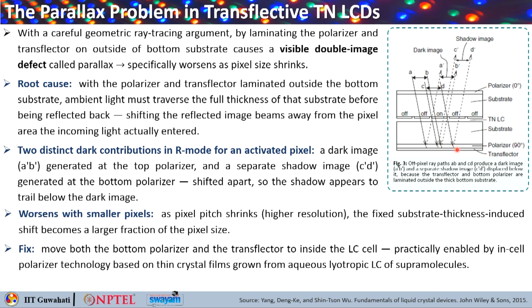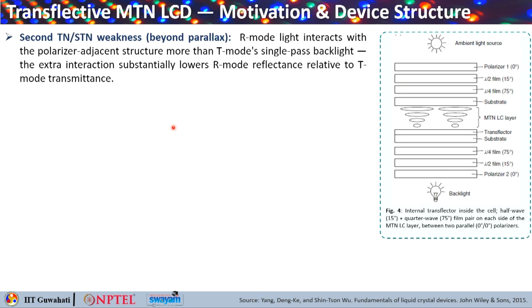polarizer. Now what it does is generate a second absorption event at this bottom polarizer, physically below the thick substrate. So this second dark region is considered the shadow region that is appearing here. That appears to be shifted away from the first dark image, that is A prime B prime. Now let us look into the transflective multimode twisted nematic LCDs.